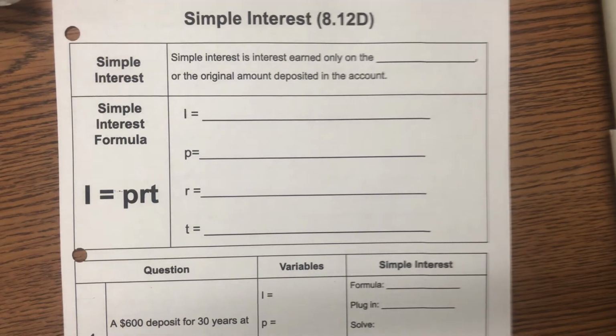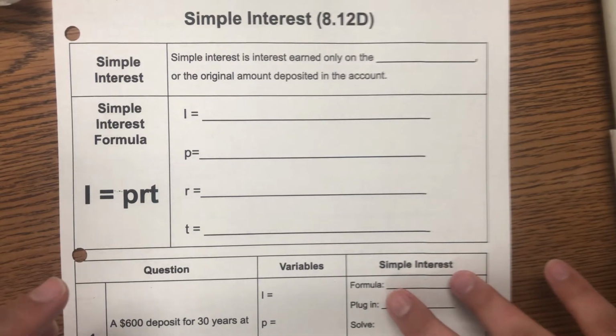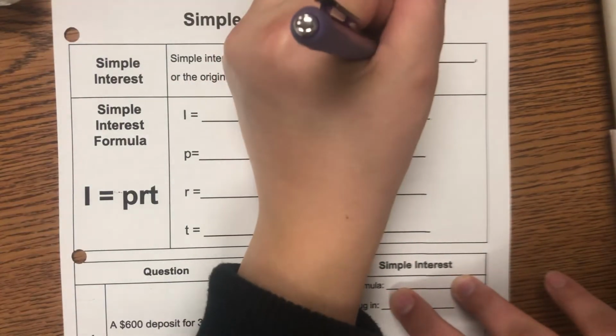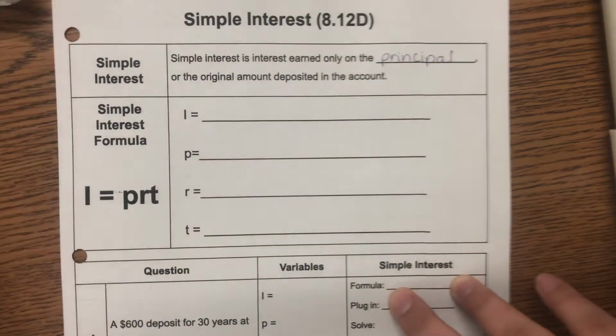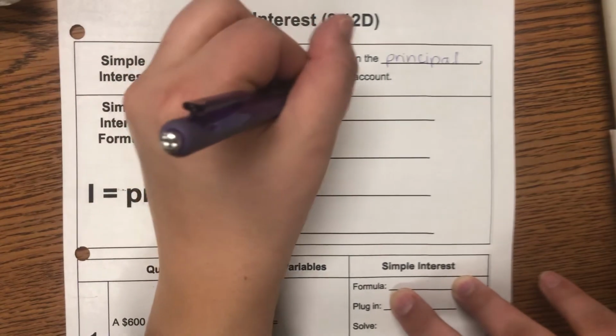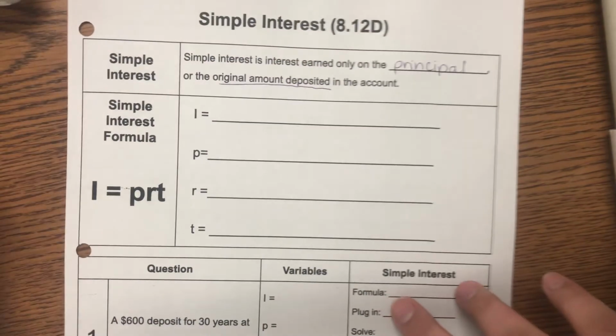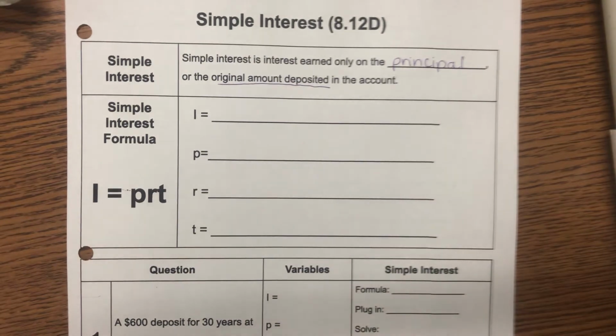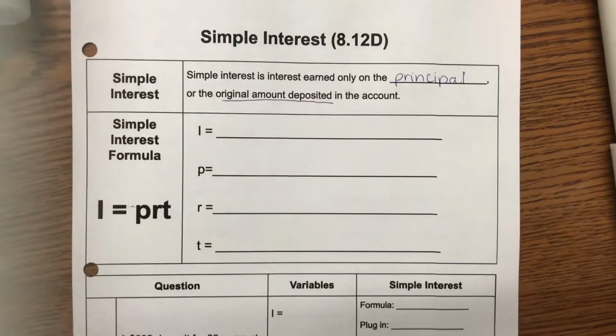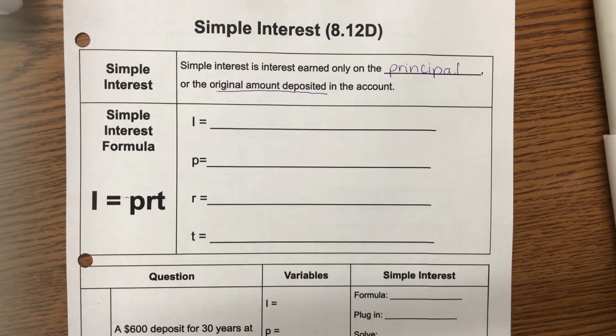Okay, we're going to talk about simple interest. So simple interest is the interest earned only on the principal, or the original amount deposited in the account. Okay, so this is the formula that we will use.